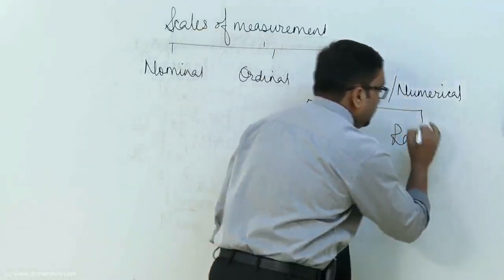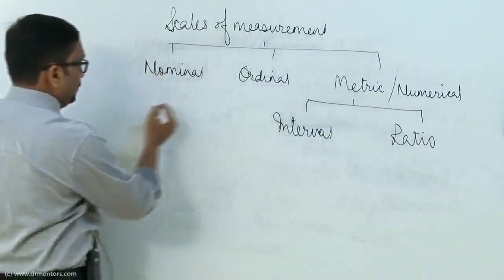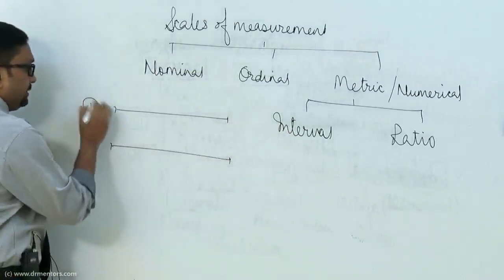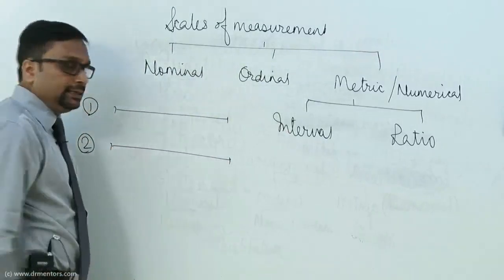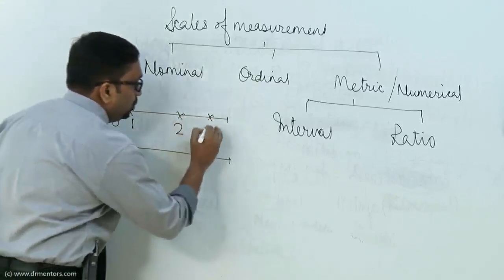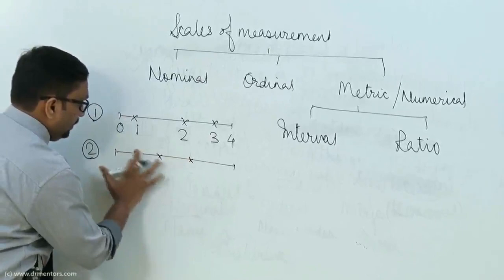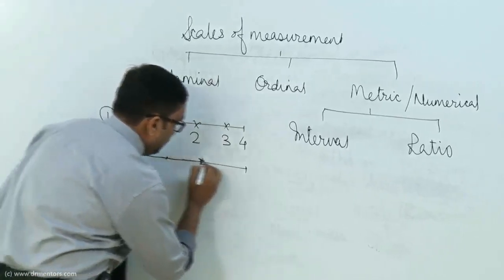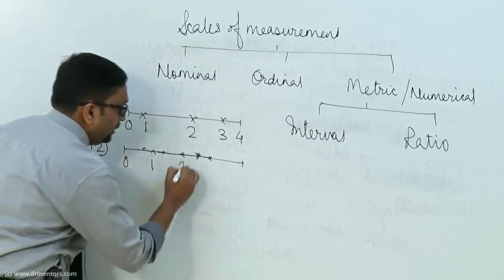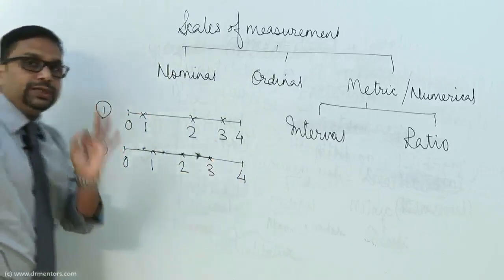and ratio scale. Now to understand the difference between the two, I will draw a simple diagram in front of you. Two scales I am drawing in front of you. This is my first scale and this is my second scale. Now in the first scale, just look at this: 0, 1, 2, 3 and 4. And in the second scale, let me make it clear so that there will be no confusion. Yeah, now it's proper. 0, 1, 2, 3 and 4. Now scale number 1 and scale number 2, both are in front of you.